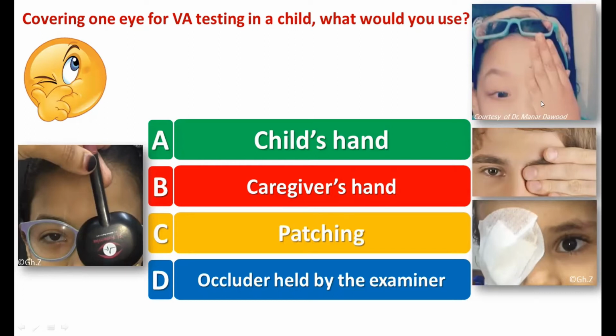Sometimes if the child or caregivers cover one eye, he or she may press on the eye, and this causes blurring of the vision. And sometimes we need to patch the eyes if we have to stay away from the child. Suppose you want to point to the optotype at distance, or use the matching method. So all are possible, but the best one is, of course, using the occluder.